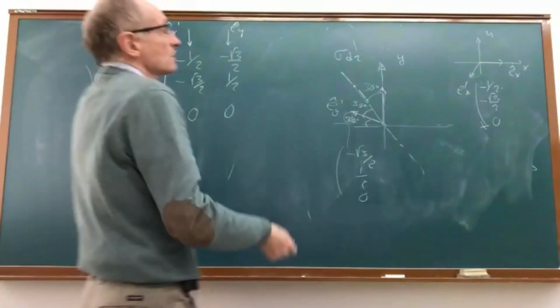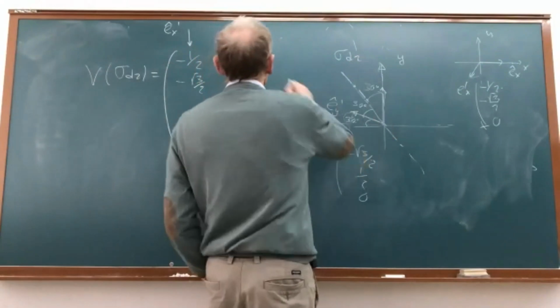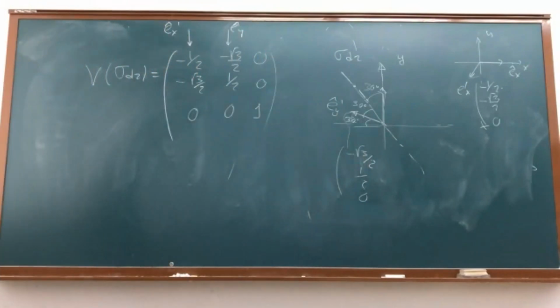And then obviously, if I take now the vector like this one, it is unchanged because it's parallel to the plane. So this is just this. Okay. So that's one way to get it.